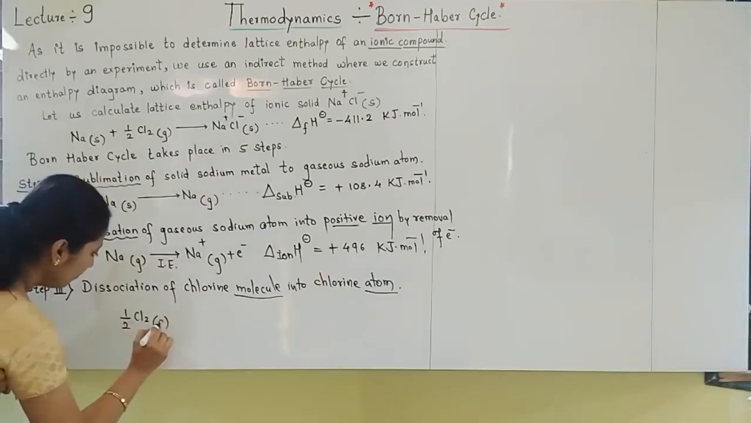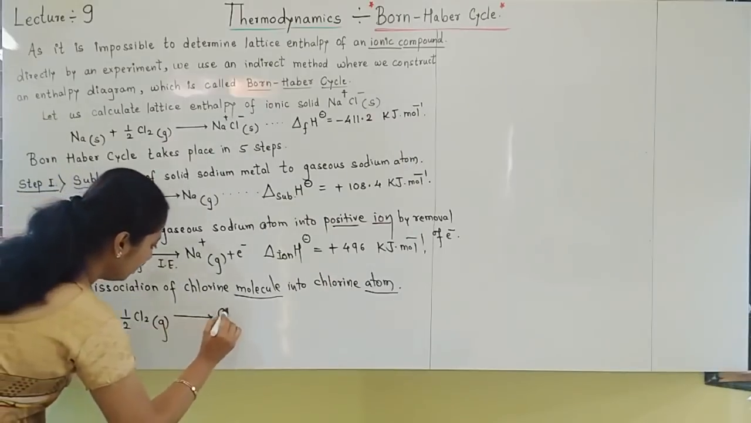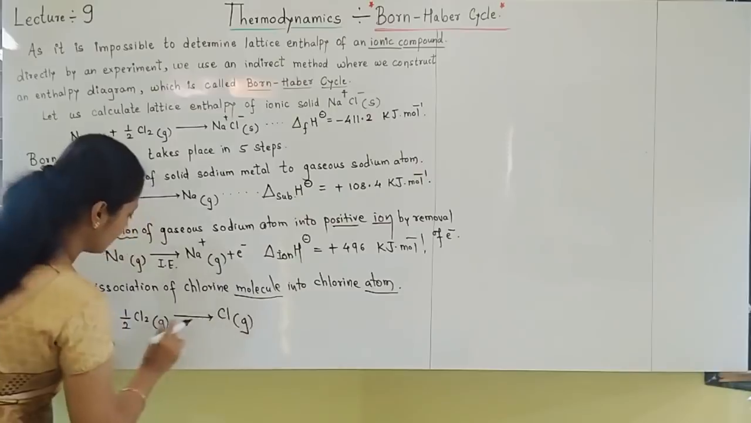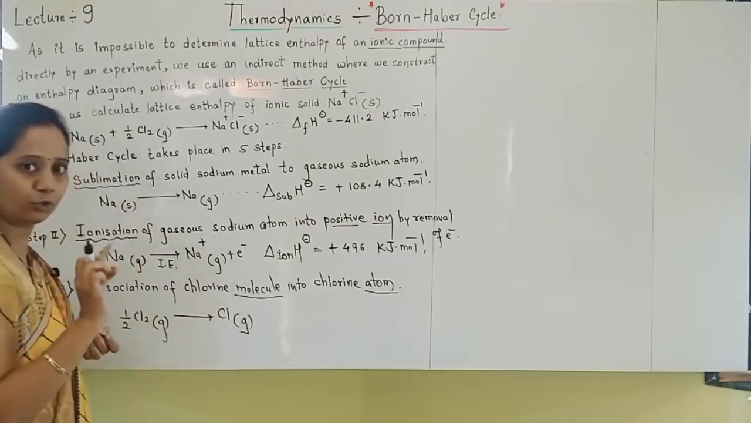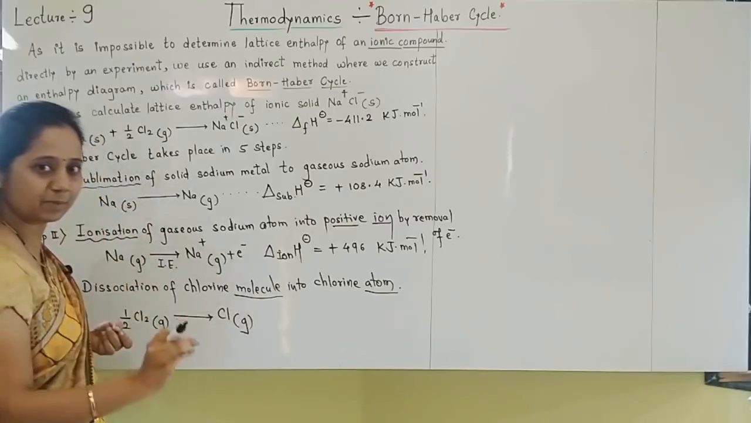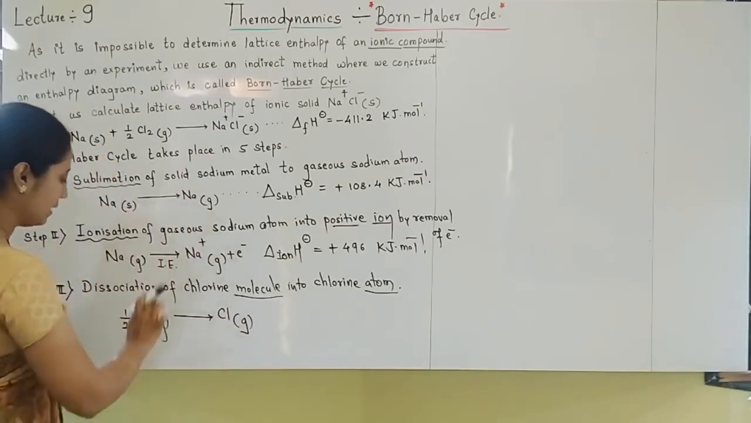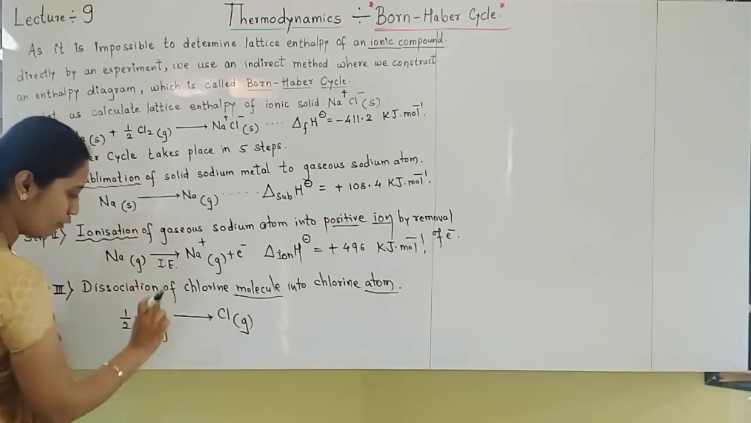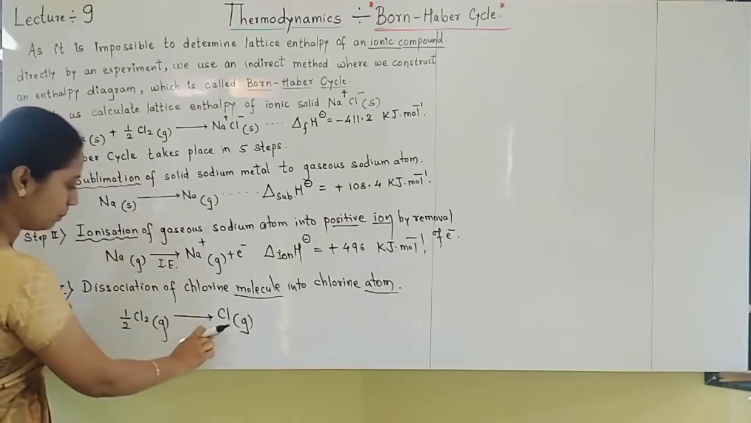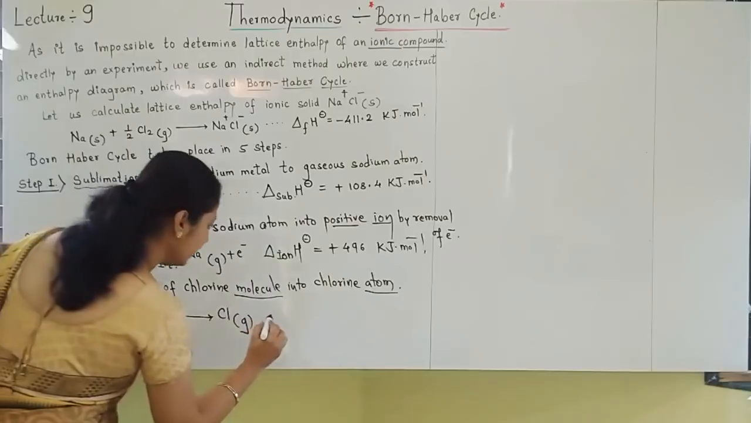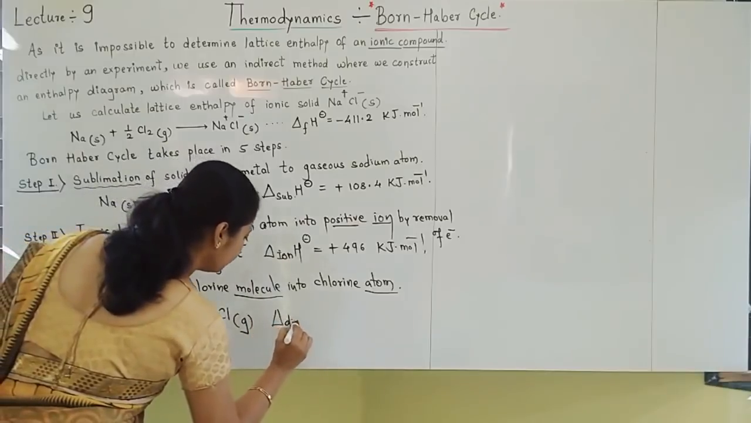So chlorine, we want only one chlorine gas. Already chlorine is gas, so no need to convert into gas. Sodium was in solid, so first it was converted into gas. Chlorine is already gas. We want only one atom, so dissociation took place. Enthalpy involved is enthalpy of dissociation.